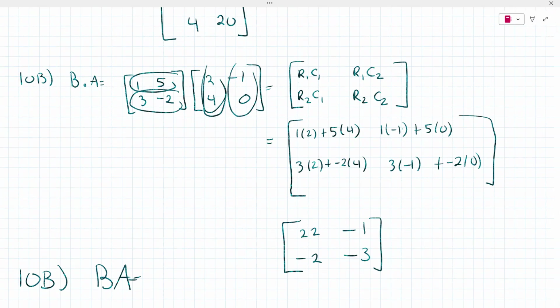As you can see, this is not the same thing as AB, because AB was -1, 4, 12, and 20.